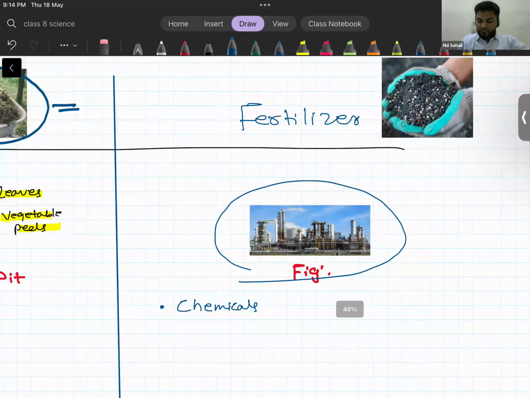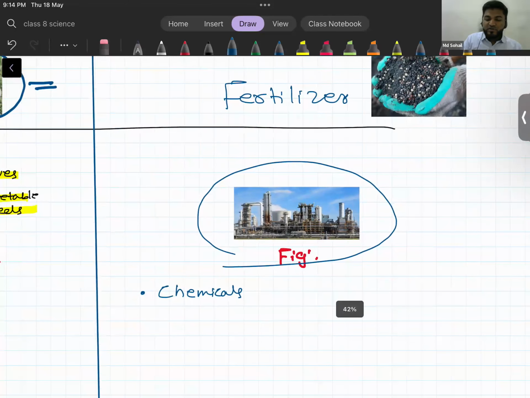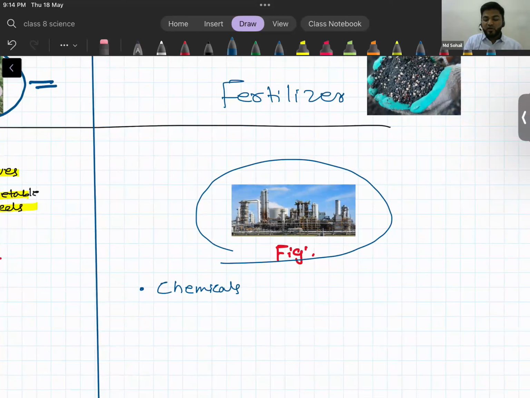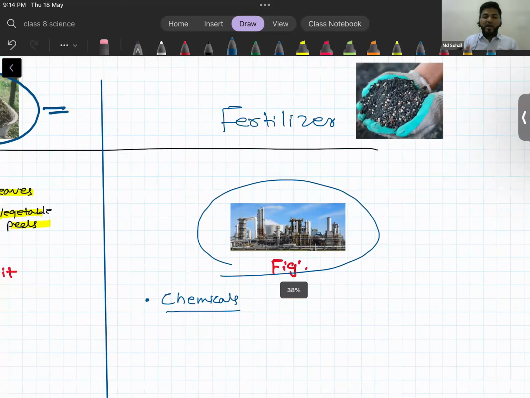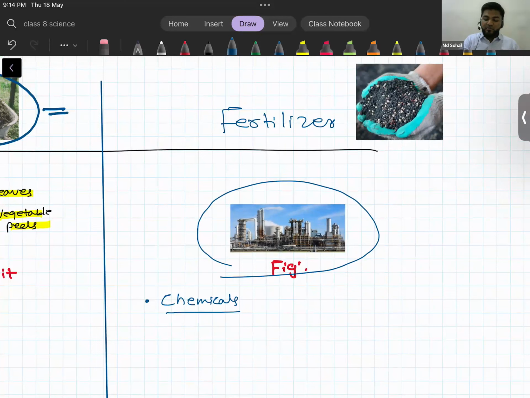Yes, Ahmed. So the raw materials required to prepare fertilizers are the chemicals. And see in how minute quantities they are prepared. By minute quantity, I basically mean that a little amount of fertilizer will contain much more nutrients as compared to manures.